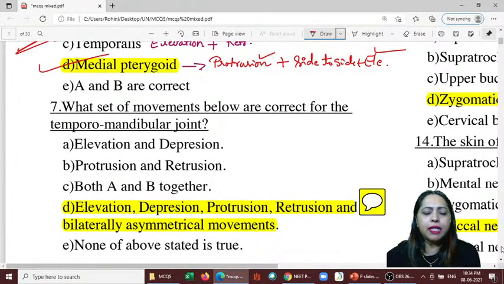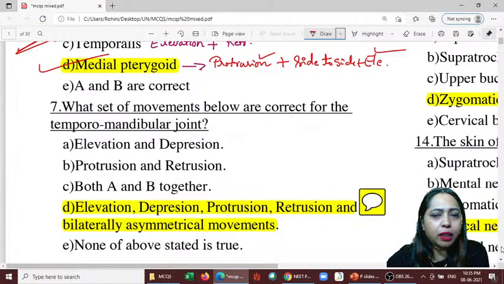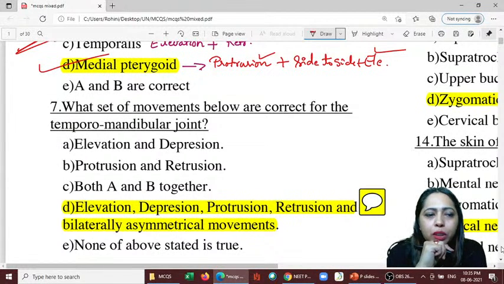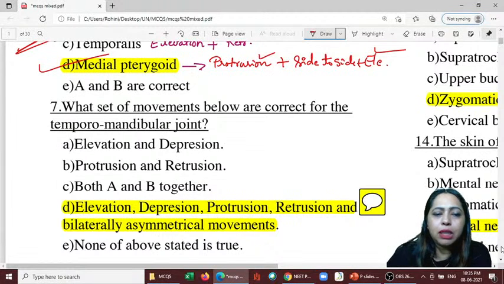Seventh one. What set of movements below are correct for the TM joint? What set of movements are correct for the temporomandibular joint? Elevation and depression, protrusion. See the spelling here. Protrusion and retrusion. And this is wrong. Both A and B.